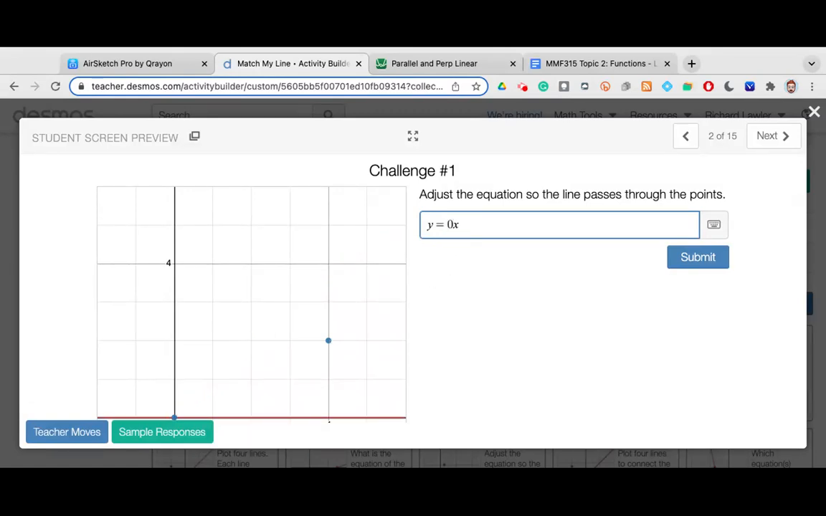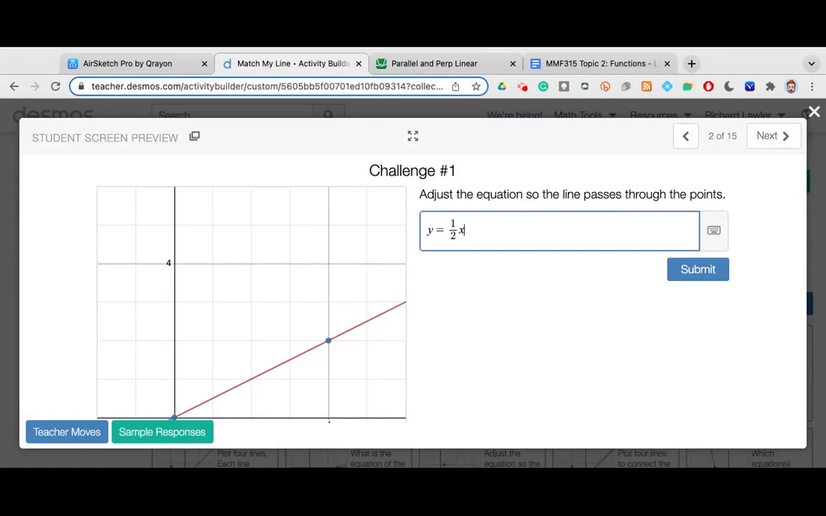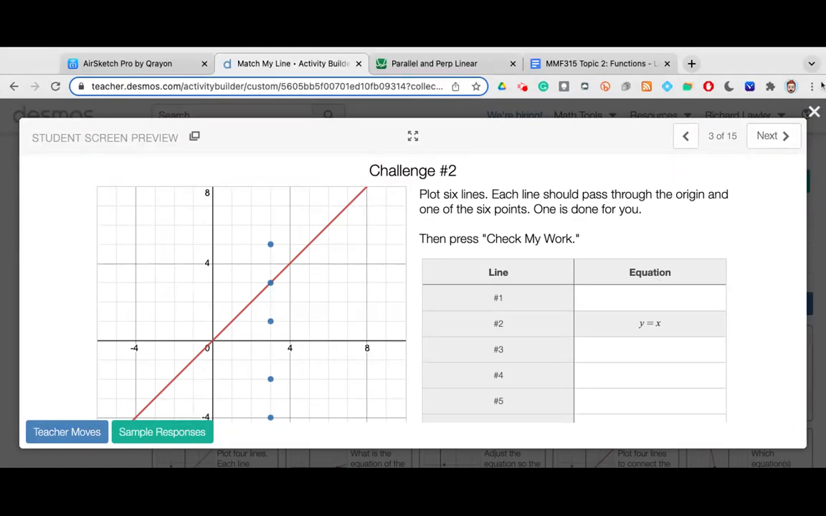Now, you can put in 0.5, and that will work nicely, but they're not always nice decimals. So I just wanted to show you that if I go 1, then hit the slash key on my keyboard, it turns it into a fraction, 2. So 1 over 2x, and then you hit submit, and then you just move on to the next one, and so on. So that's basically what you need to do for this activity.